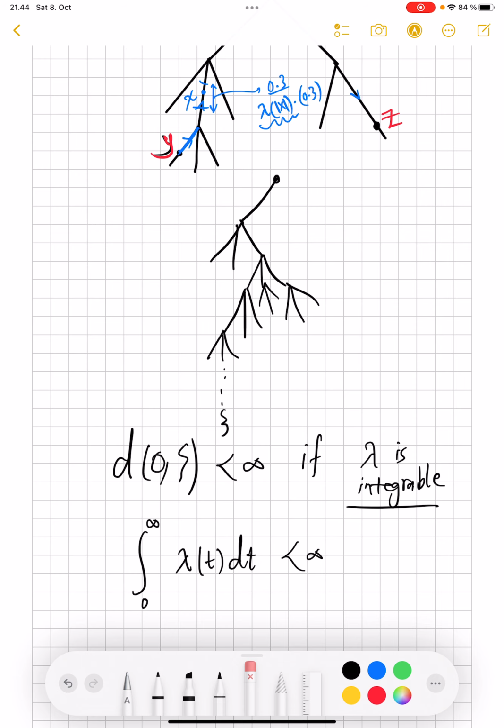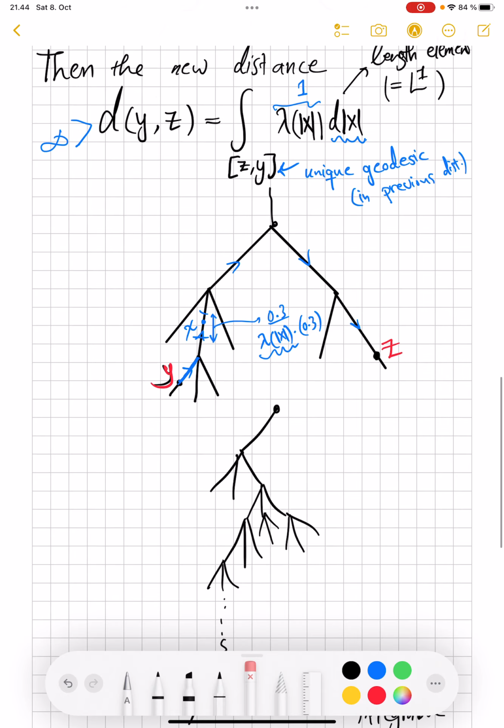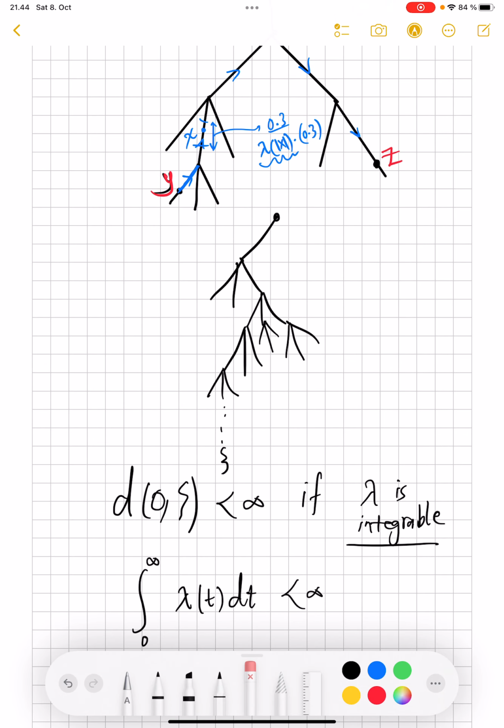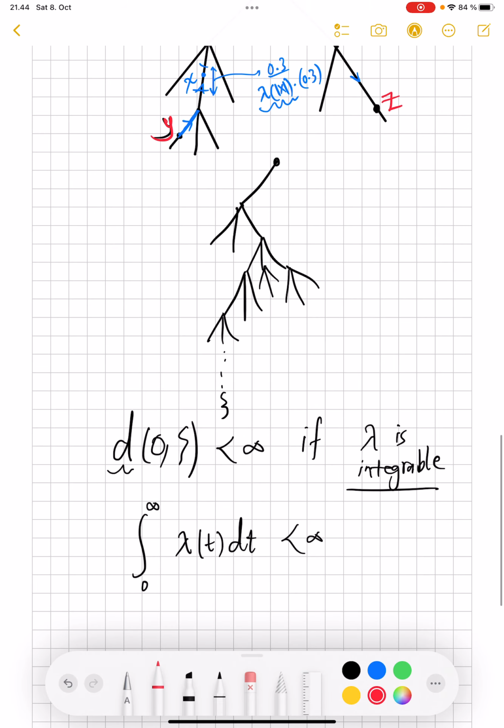So by choosing the right lambda, we can even make this whole metric space have finite diameter in the new distance d. So the new distance d can turn this tree into a bounded metric space where the distance of any pair of two points is bounded from above by the same constant. If you give two different points on the boundary, the reason I know that their distance is finite is that the worst case is to go back to the root and then come back, so it will be twice as much as this quantity.